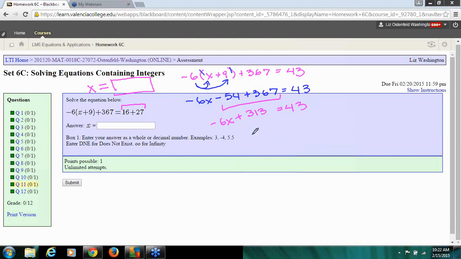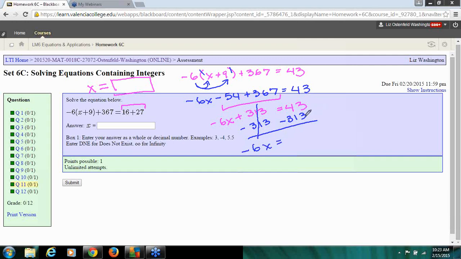So far, so good? Or do we have any questions so far? Okay. So now I'm going to continue to solve by getting my variable alone, and that means I need to move this positive 313 to the right hand side by doing the opposite operation, which is minus 313. And whatever you do to one side, you do to the other. So that's going to cancel and leave me with a negative 6x, which is okay.